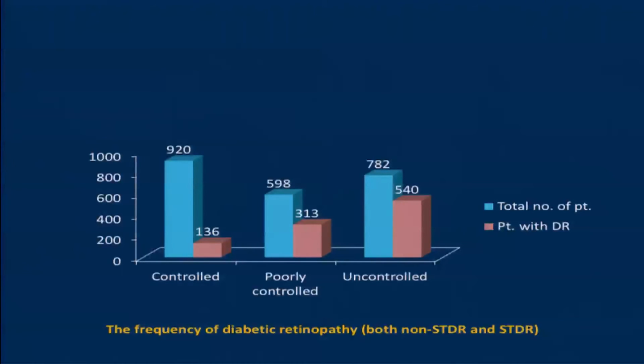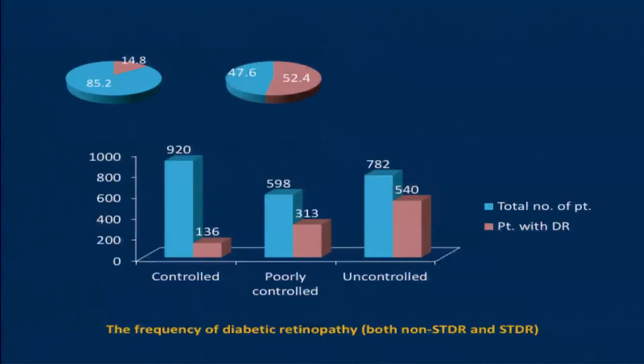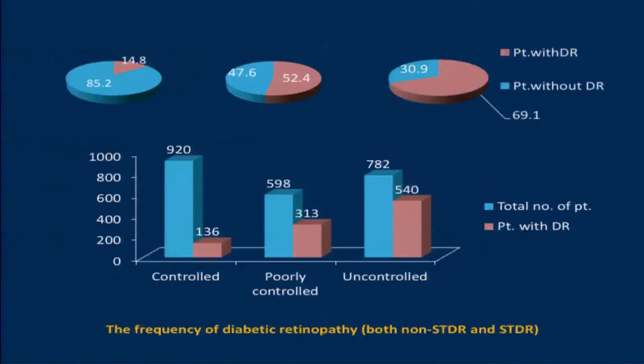While analyzing the frequency of diabetic retinopathy in every group, it was found that in control group, out of 920 patients, 136 patients developed retinopathy. That means 14.8% developed retinopathy. In the poorly controlled group, out of 598 patients, 313 developed retinopathy. Almost half of these patients developed retinopathy. And in the third group, out of 782 patients, 540 developed retinopathy, almost more than 2/3 of these patients.